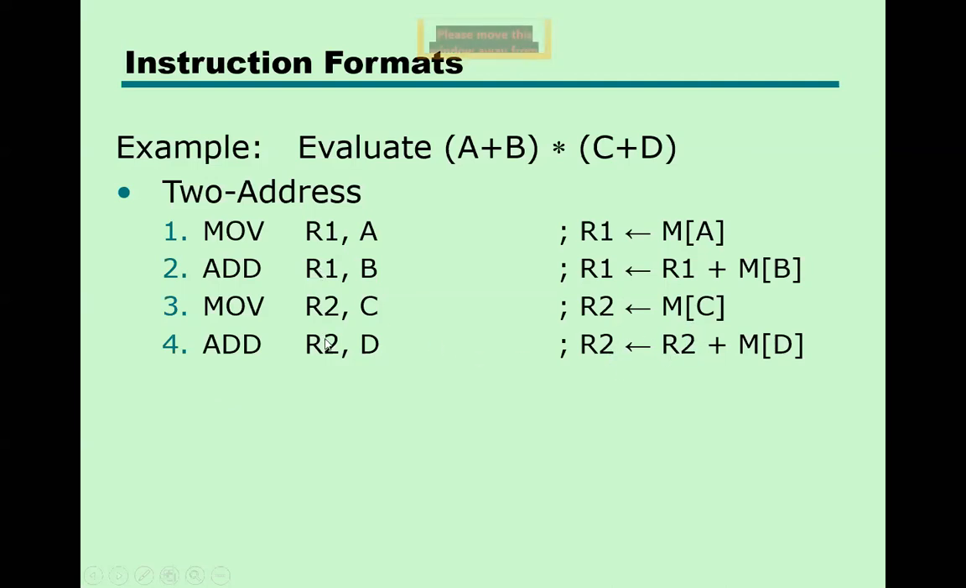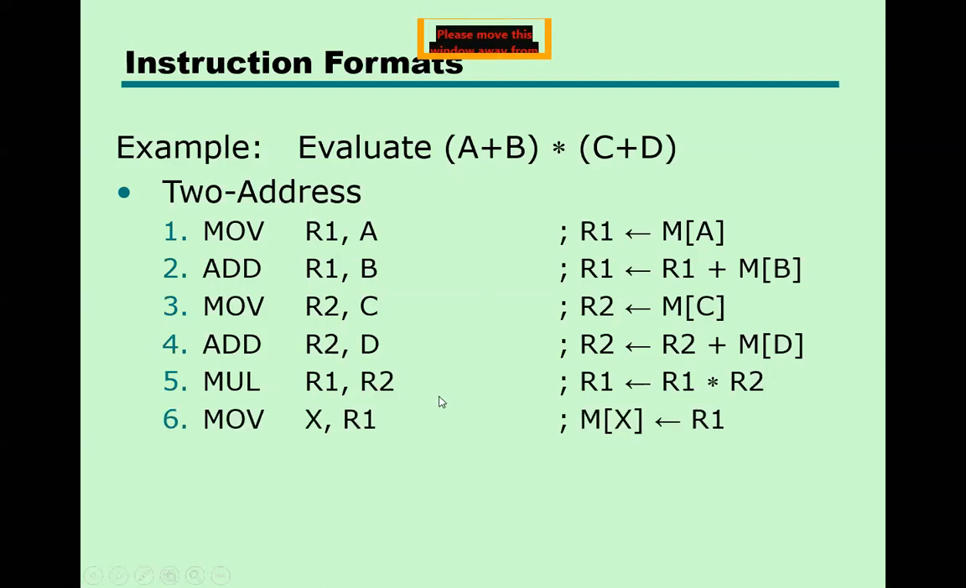So R1 and R2 are holding the A plus B and C plus D values. Then we multiply R1, R2: MUL for multiplication, R1 comma R2. In this way the multiplication occurs. After the multiplication, your result would be stored into R1. Now we have to move this result into the memory location at X. Very simple.